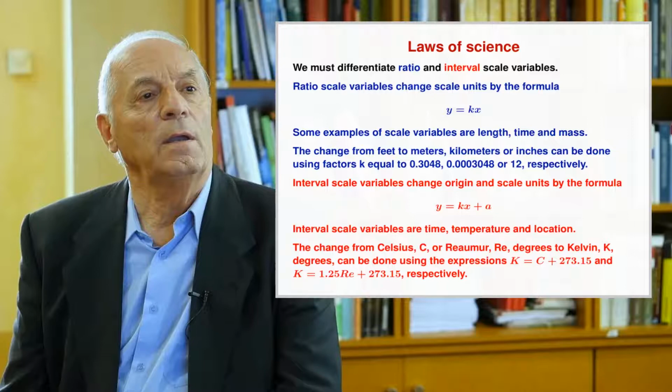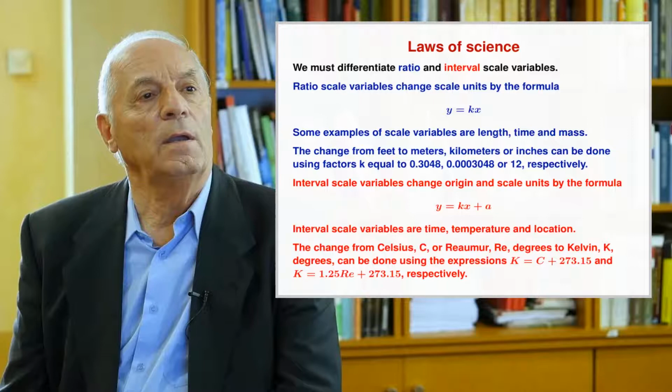Interval scale variables change origin and scale units by the formula y equal to k times x plus a constant a. Some examples of interval scale variables are time, temperature, and location. The change from Celsius C or Reaumur RE to Kelvin K degrees can be done using the expressions K equal to C plus 273.15 and K equal to 1.25 RE plus 273.15, respectively.